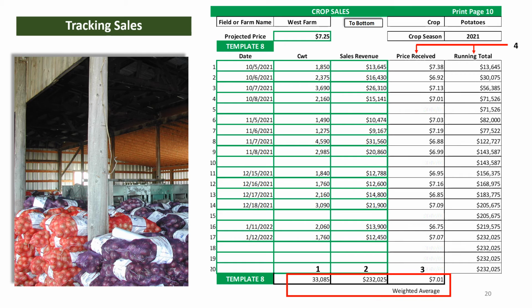Here is the first sales template, populated with our sample for illustration. Notice at the bottom, by number 1, all of the hundredweight sold, total 33,085. By number 2, the gross revenue comes in at $232,025. By number 3, the weighted average price received is $7.01 per hundredweight. By number 4, the prices received column reflects the hundredweight price for each sale event, and the running total column shows cumulative revenues as time unfolds.